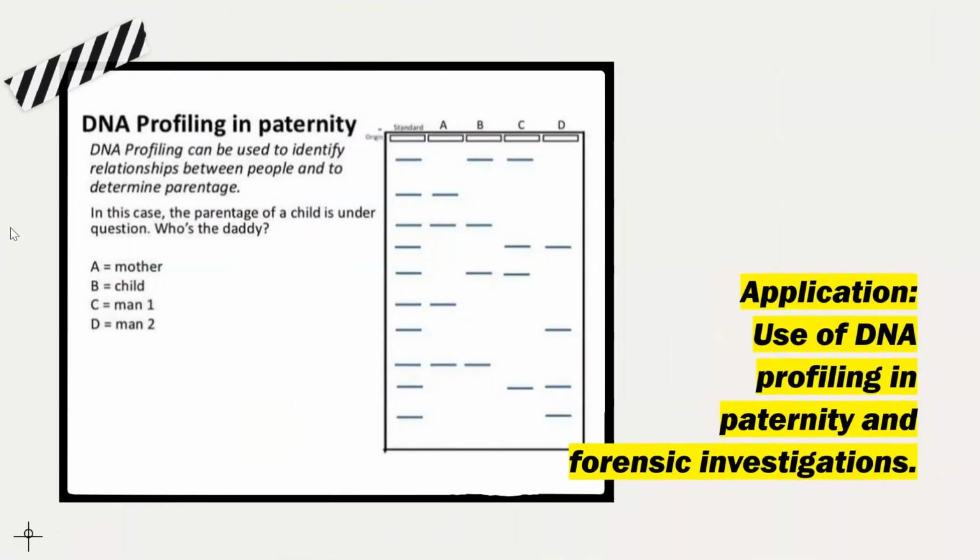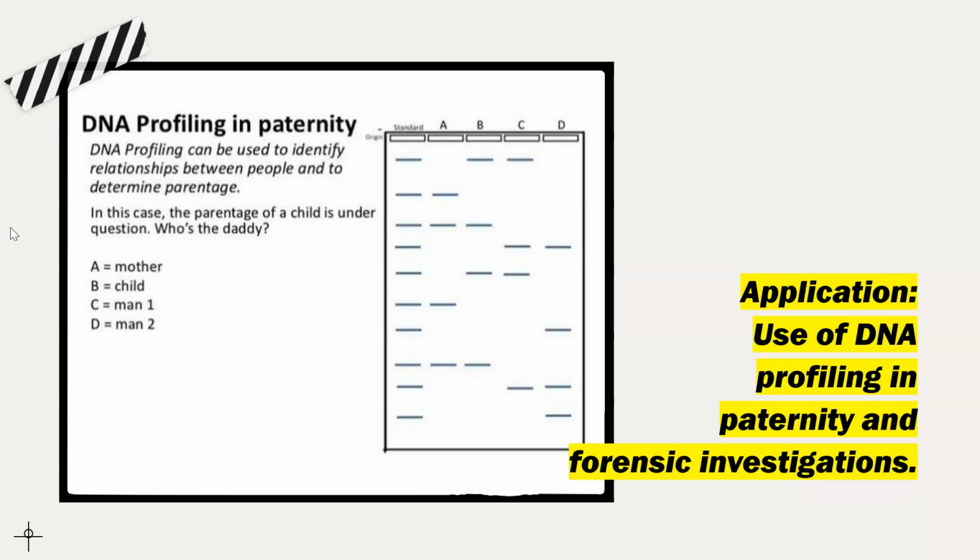This can also be used in terms of looking at paternity. So in this case, we have got the standard, which is the child. Now, what we're looking at is who shares the most genetic information with the child, because you've got to remember the child will have a mixture of the mother's and father's DNA. So what we're doing then is comparing the standard to A, B, C, and D.